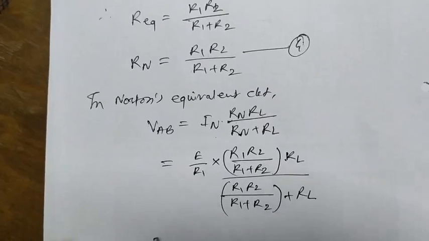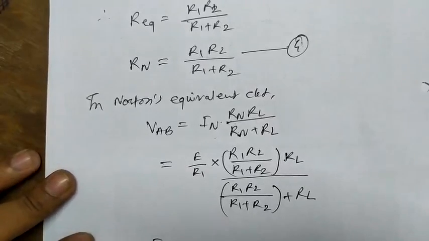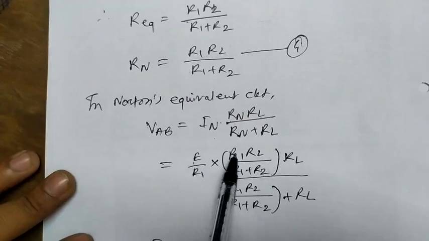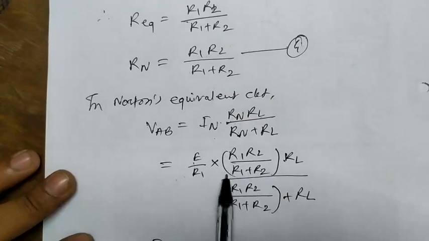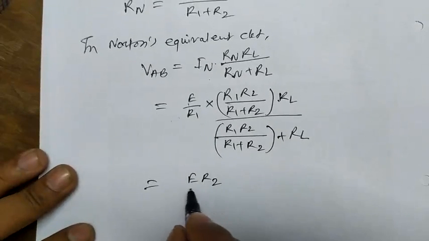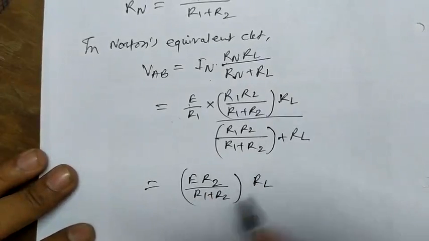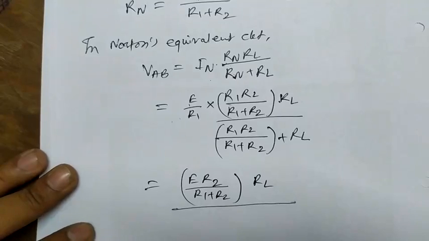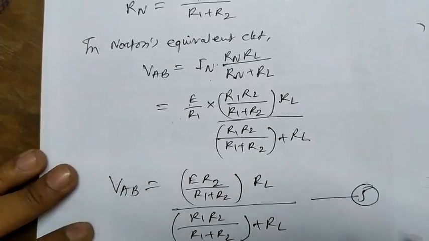Now if we simplify this, how will we get it? Here this E is taken here, R is taken here, so R1 will cancel, which means here we get E R2 upon R1 plus R2, and RL remains the same, upon RL plus R1 R2 upon R1 plus R2. This is VAB. This is equation number 5.